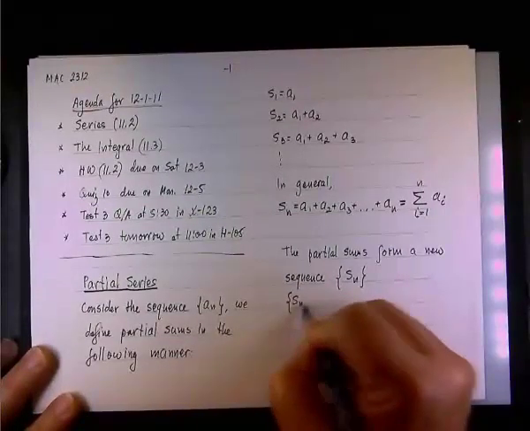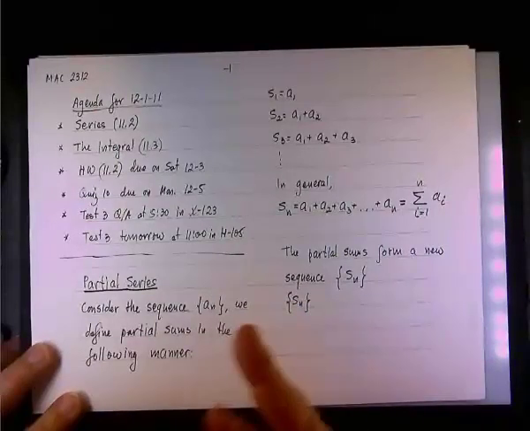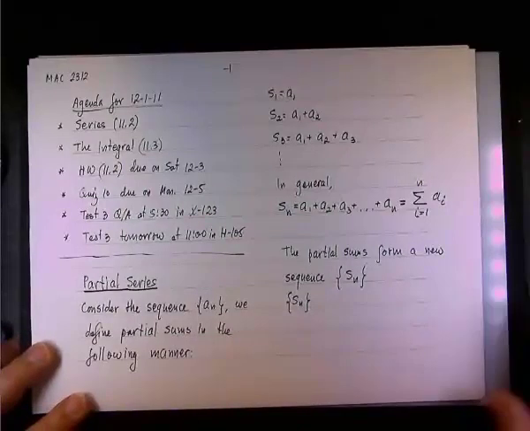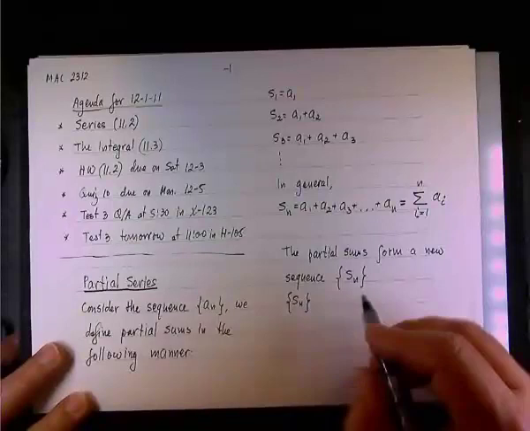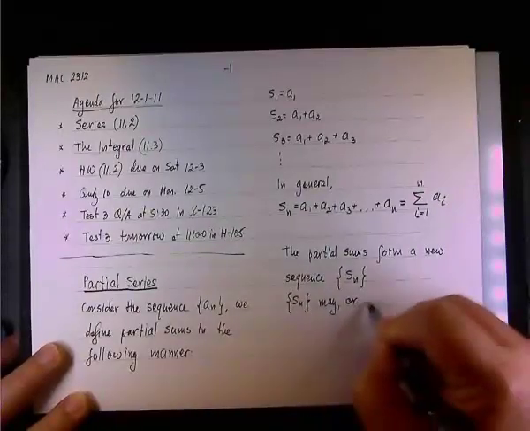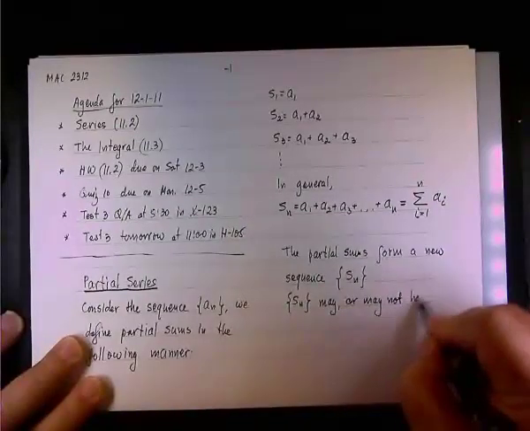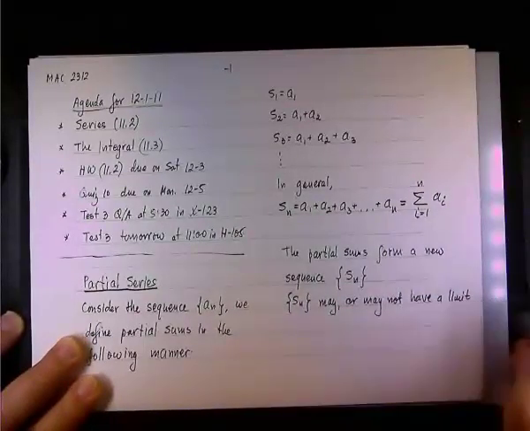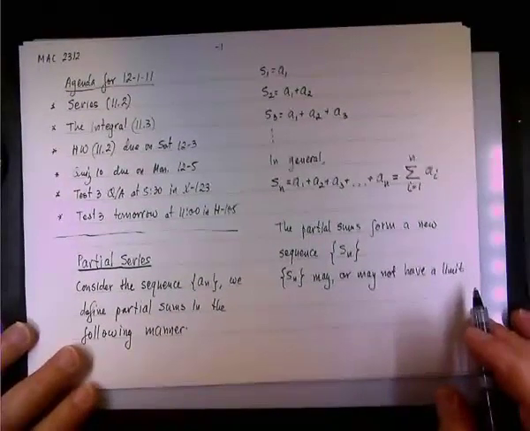Now, this particular sequence may or may not have a limit. Okay. In other words, we are looking in the long run. We're looking at divergence and convergence. So S sub n, the sequence S sub n, may or may not have a limit. What else we can say about that?